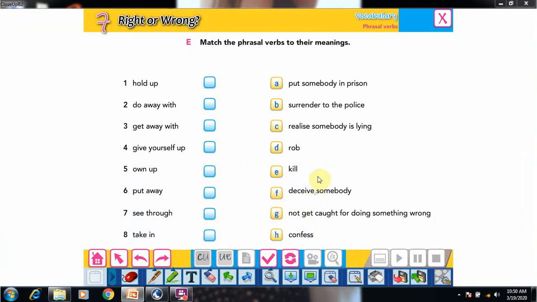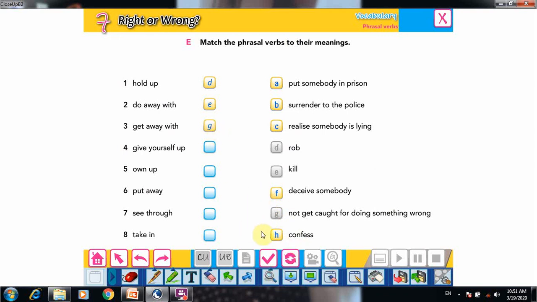So number 1, hold up. Do you remember which one of these definitions it means? So is it put somebody in prison, or surrender to the police, or realize somebody's lying, rob or kill, or deceive somebody, not get caught for doing something wrong, or confess? So hold up is D, to rob. The second one, do away with. It means to kill. Very good. The third one, get away with. Take care. Do away with means to kill. Get away with, it's not get caught. Very good. Not get caught for doing something wrong.